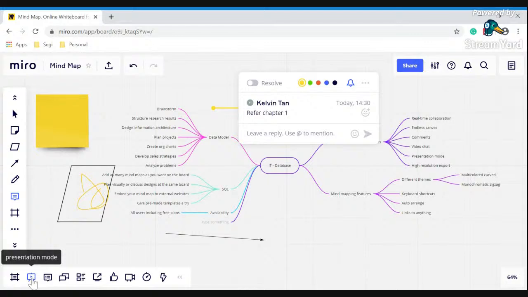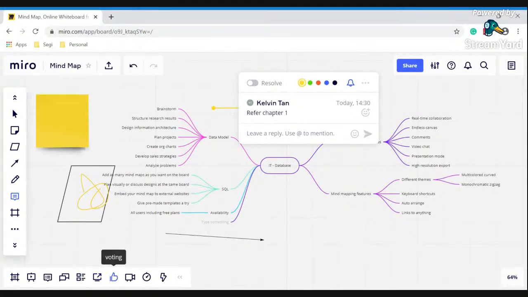So you can proceed in presentation mode. Okay, if later you want to do some presentations, you can also use the mind map to help you. You can also share it to let your friends put some comments. Okay, you can just share in your chat, put some cards, screen sharing.